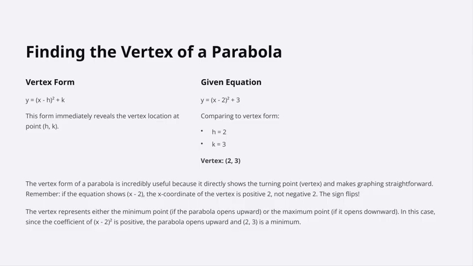Since in our example the coefficient of (x minus 2) squared is positive, the parabola opens upward, making this point a minimum. This form really simplifies graphing because you can easily identify the vertex and understand the parabola's overall shape just by looking at the equation.